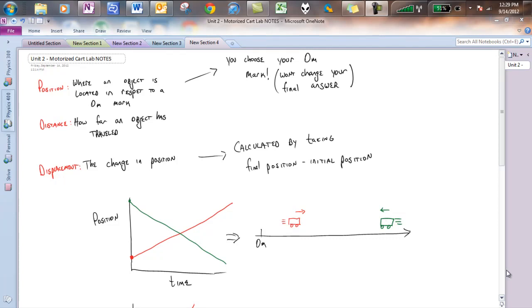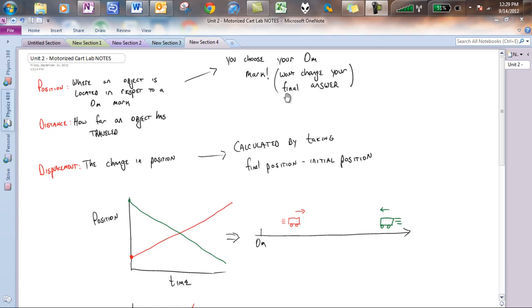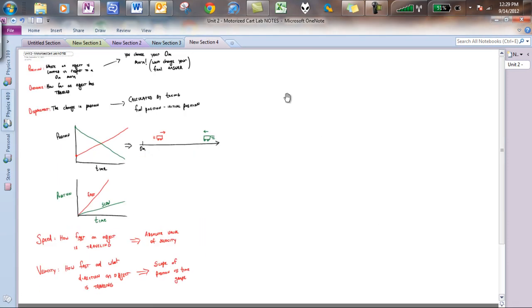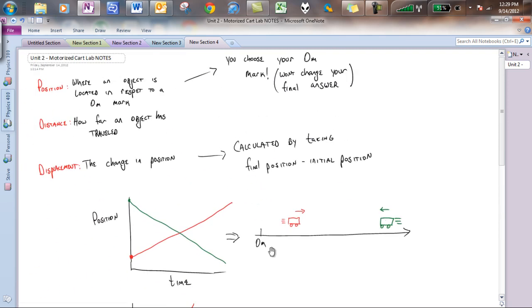Hey ladies and gentlemen, we're going to take a look at the Motorized Cart Lab. This is the Postlab. You can take a look. We have a lot of definitions, but they all come from our discussion that we had in class based upon the graphs that we saw.